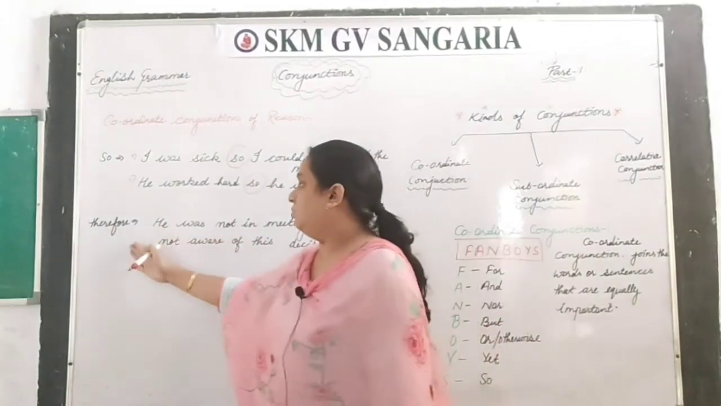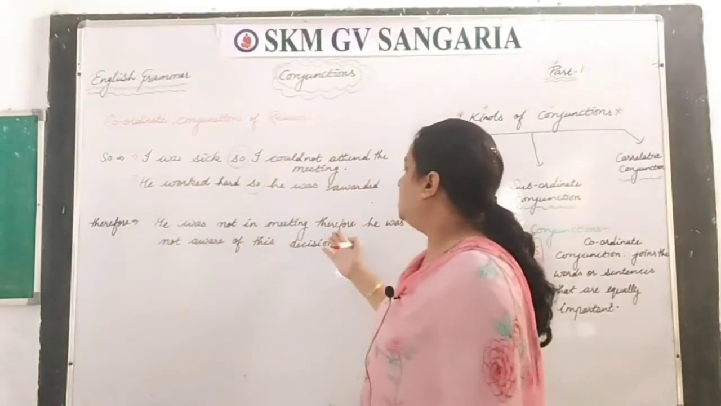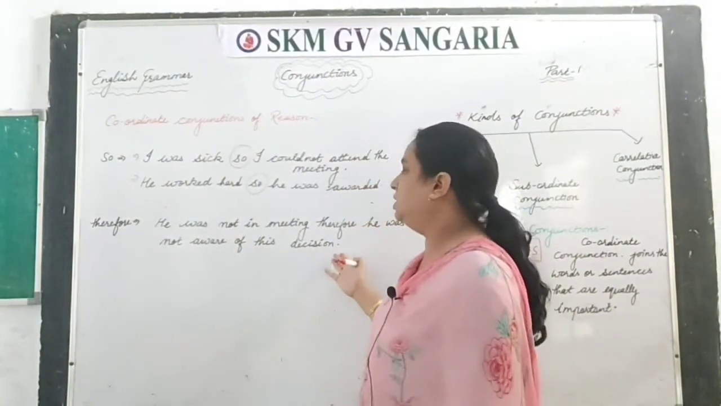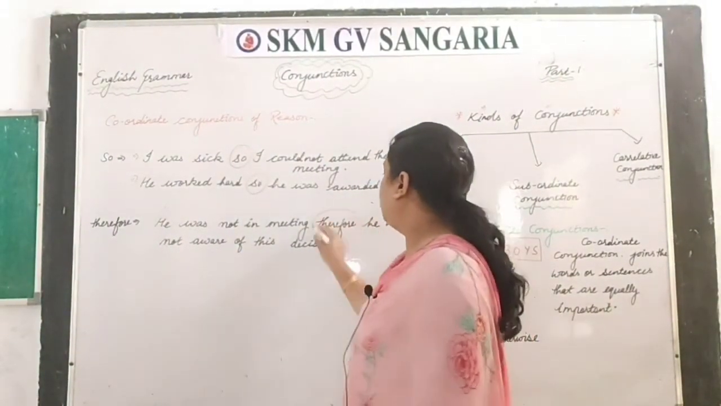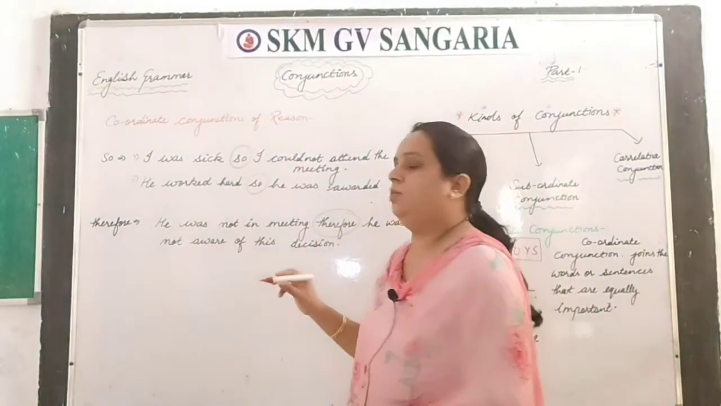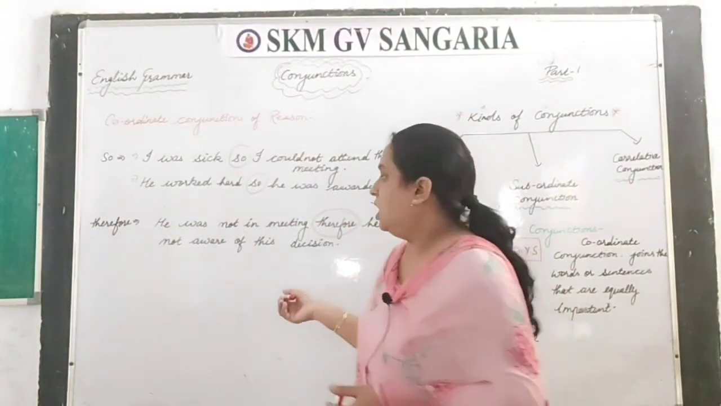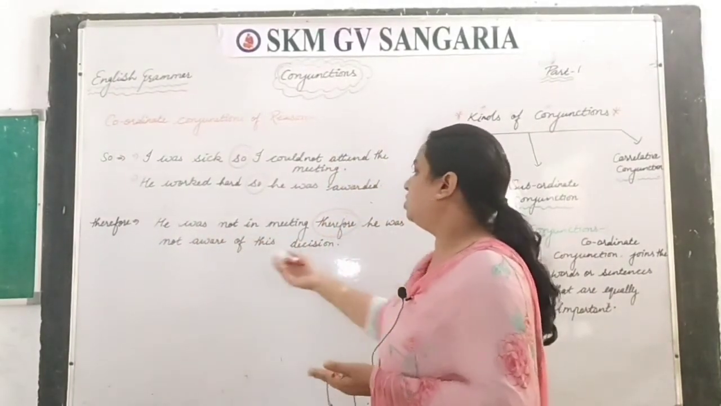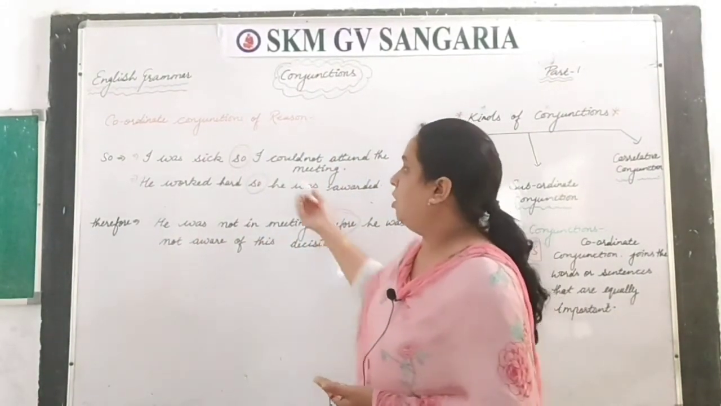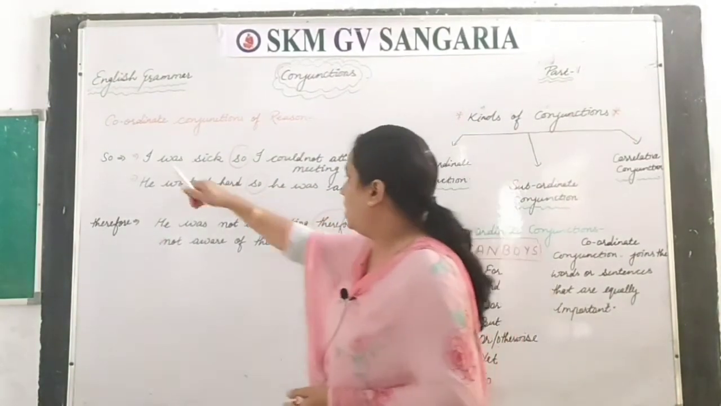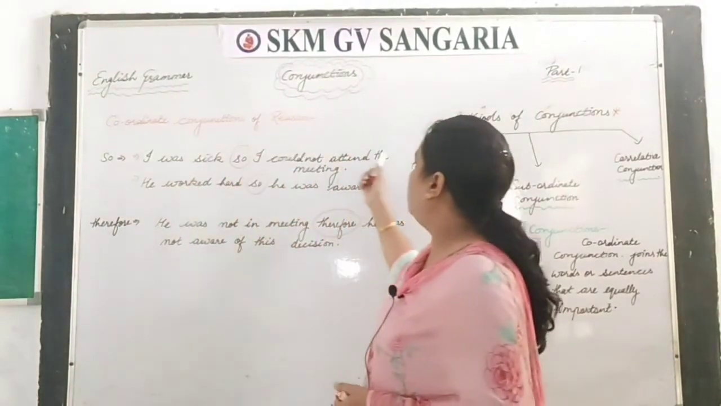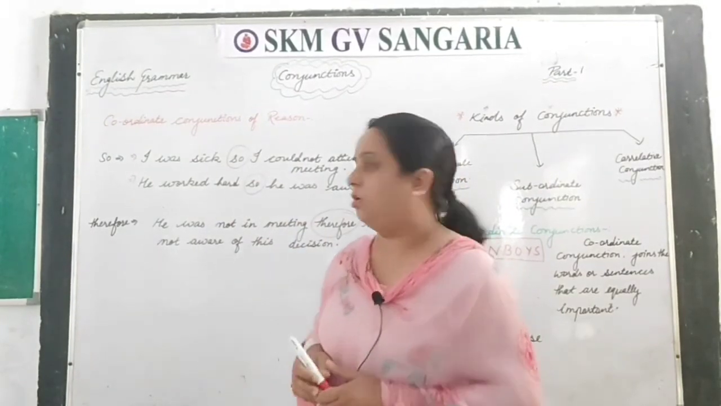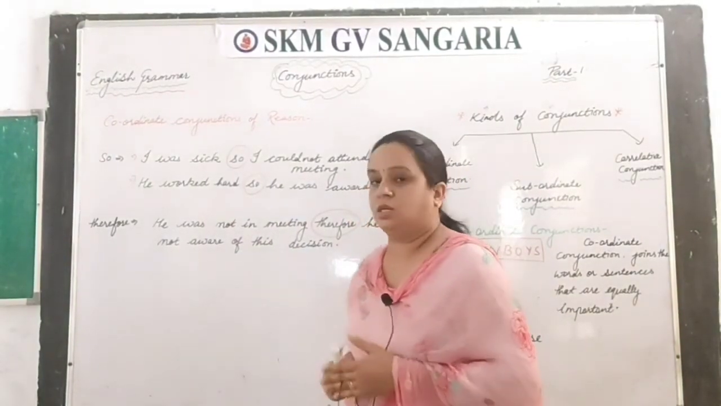Next is therefore: he was not in the meeting, therefore he was not aware of this decision. So therefore and so have almost the same meaning, and you can say he was not in the meeting, so he was not aware of this decision, or I was sick, therefore I could not attend the meeting. Okay, so this is the use of all these coordinate conjunctions.